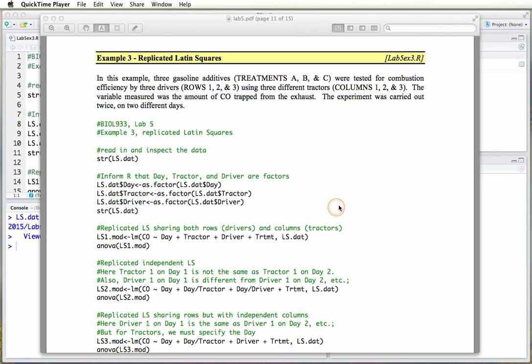In this last video for Lab 5, I'm going to walk very briefly through example 3. It is also a Latin square. In this case, it's a 3 by 3 Latin square.